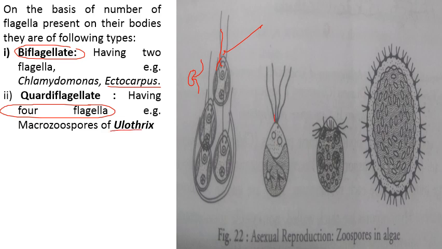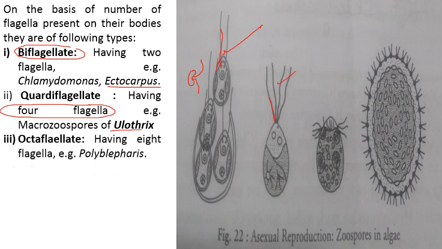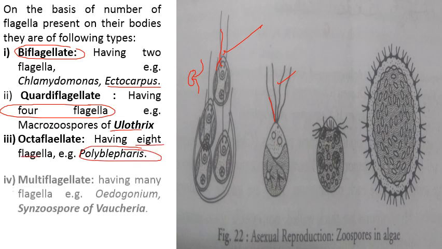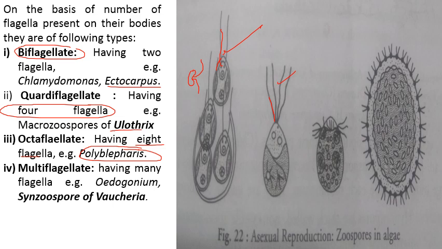So these type of zoospores are found in case of macrozoospores of Ulothrix. So इसमें जो number of flagella होते हैं they are 4 in number. Then we have octaflagellate, that is found in case of Polybliferis. इसमें जो number of flagella होते हैं they are 8 in number. Then we have multiflagellate zoospores, they are found in case of Oogonium, and the synzoospore, the complex zoospore of Vaucheria, which is unicellular multinucleate zoospore.